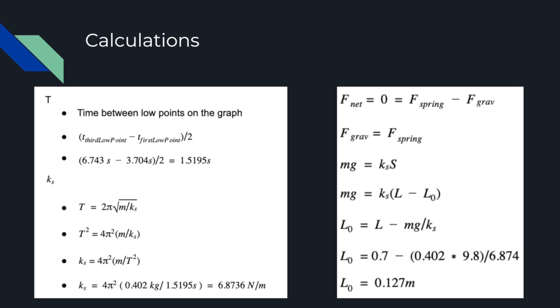Some of the calculations we did include getting the period, which is calculated using similar points on the graph divided by the number of oscillations since then, in this case to get 1.5195 seconds. The spring constant, which can be found by rearranging the period equation and plugging in the values, is 6.8736 newtons per meter. Calculating the net force equal to 0, with gravitational and spring force, gives us the resting length of the spring at 0.127 meters.